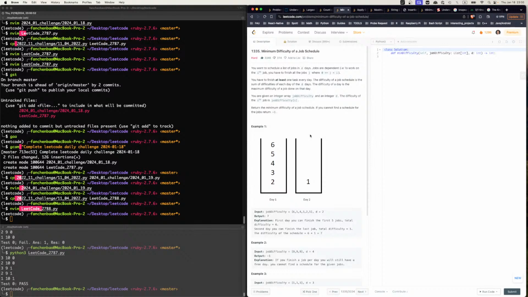So the difficulty of a job schedule is the sum of all the difficulties of each day, but the difficulty of a day is the maximum job on that day. You're given an array of integers, job difficulty, and an integer D. The difficulty of the ith job is that. Return the minimum difficulty of a job schedule. If you cannot find a schedule for the jobs, return -1.